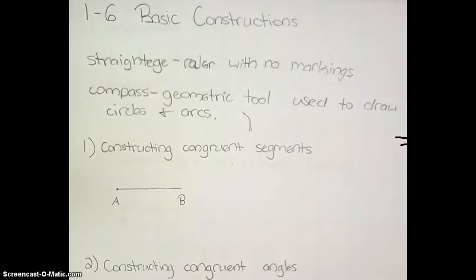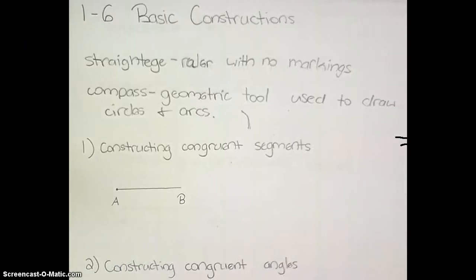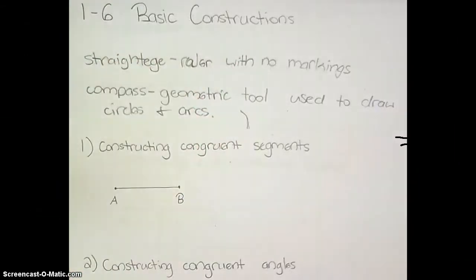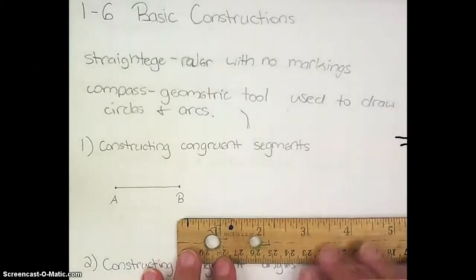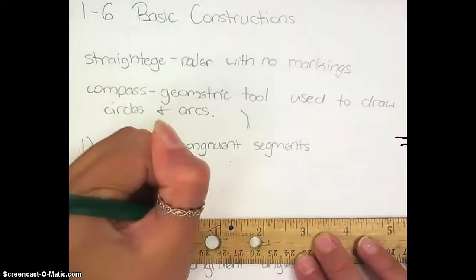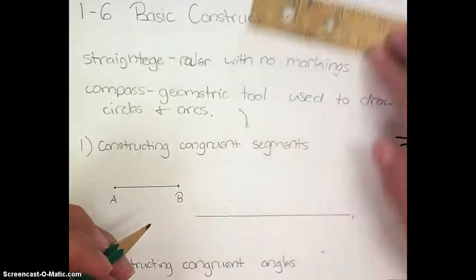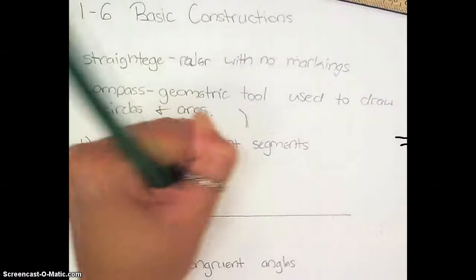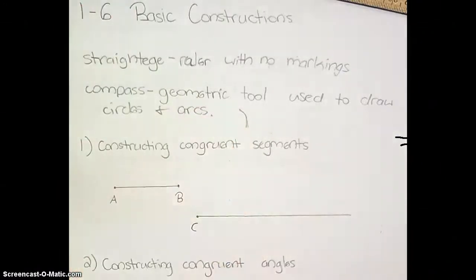All right, so the first construction we're going to start with today is constructing a congruent segment. Okay, so we have this segment AB here, and I want to create a segment that is congruent to AB. So the first step in doing this, use your straight edge to just draw a long segment. I'm just going to draw a segment that I know is definitely bigger than AB and label the endpoint C. Don't cheat and use the numbers on the ruler. It ruins all the fun.